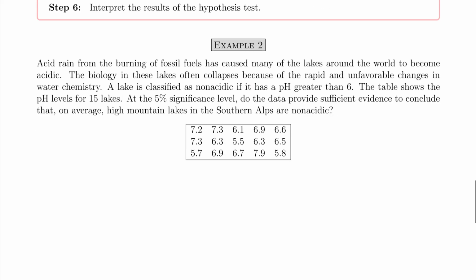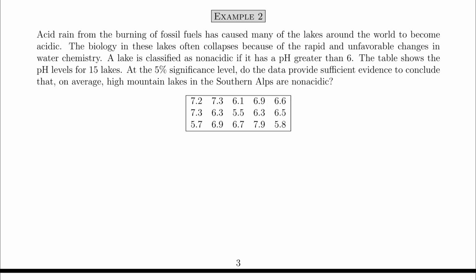So our second example, and our final example, this will be a quick video today, talks about acid rain from burning fossil fuels. And there was a study of some lakes in the Southern Alps. A lake is classified as being non-acidic if it has a pH of greater than 6. The table that we have here shows the pH levels for 15 lakes, and we wanted to determine at the 5% significance level, does the data provide sufficient evidence to conclude that on average, the high mountain lakes in the Southern Alps are non-acidic.